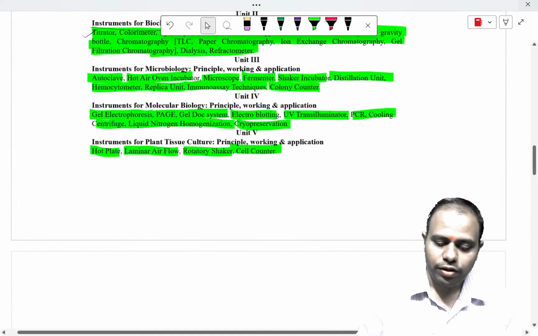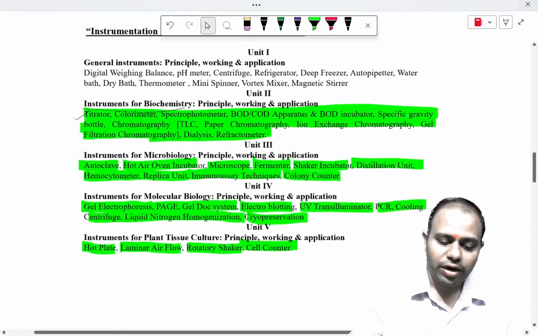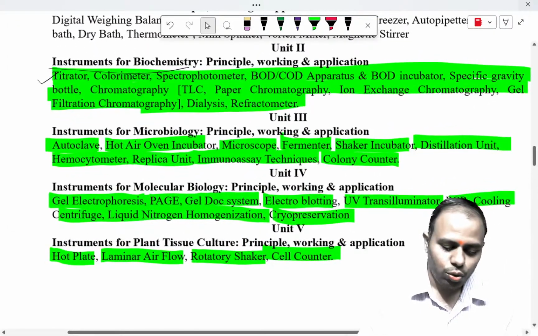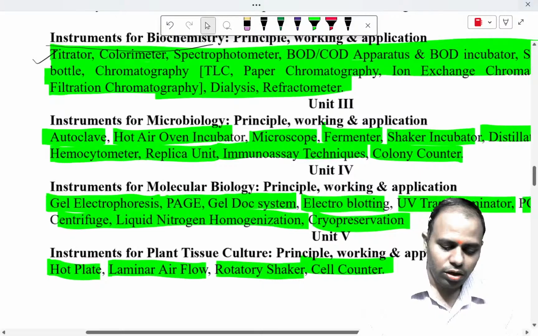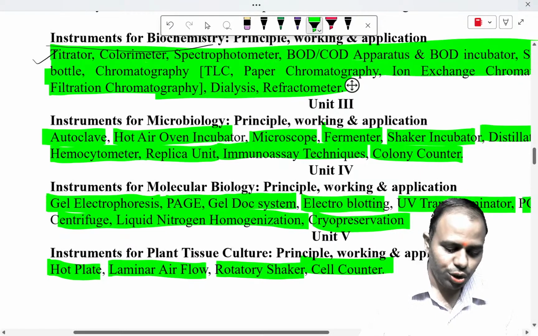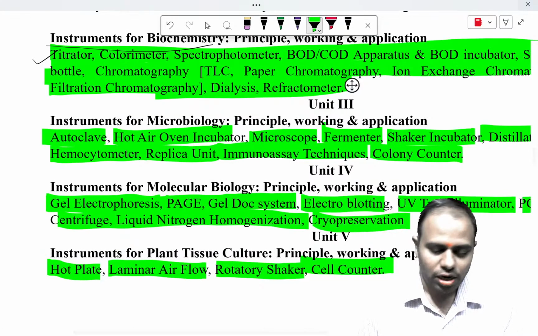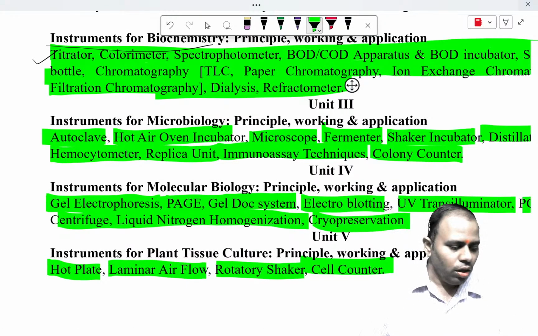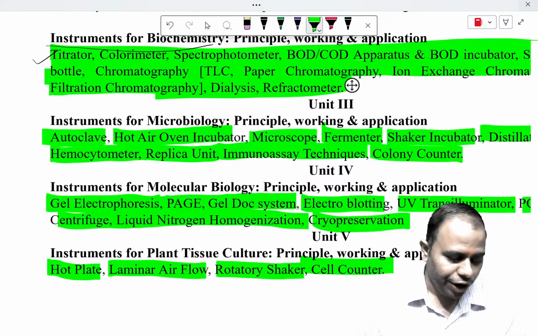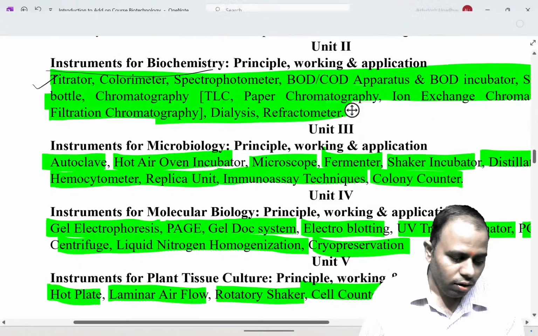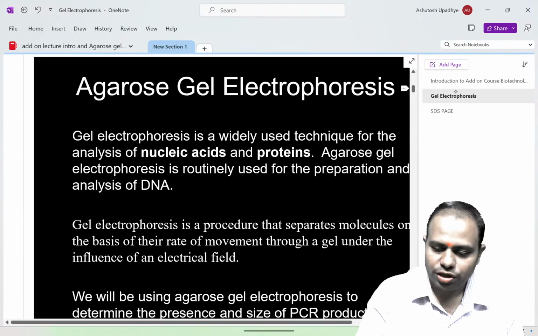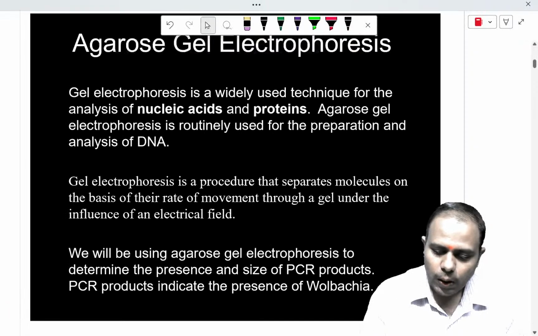Now let me start with the topic that I am going to teach you today. In the syllabus, as I have already mentioned, I'm going to teach you gel electrophoresis and PAGE, that is polyacrylamide gel electrophoresis. So let's start with the first point, that is gel electrophoresis. So, agarose gel electrophoresis.